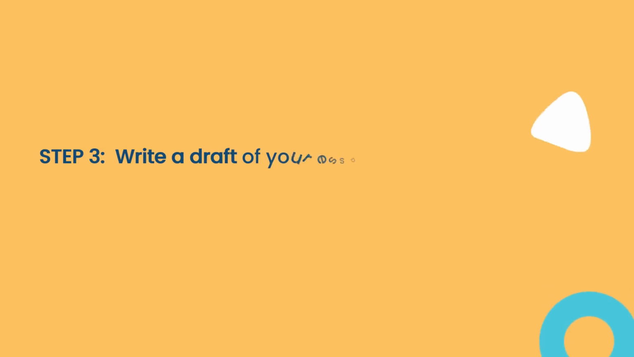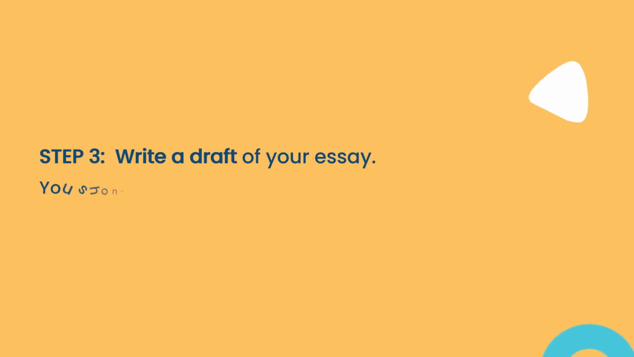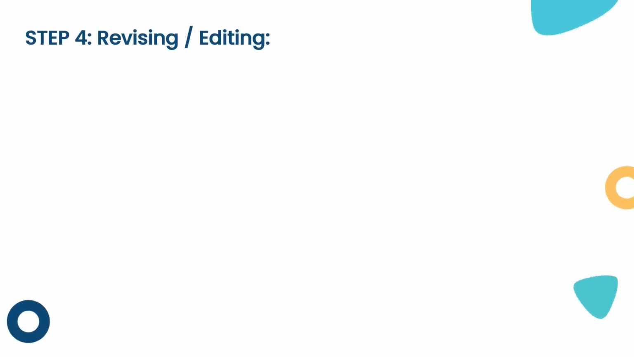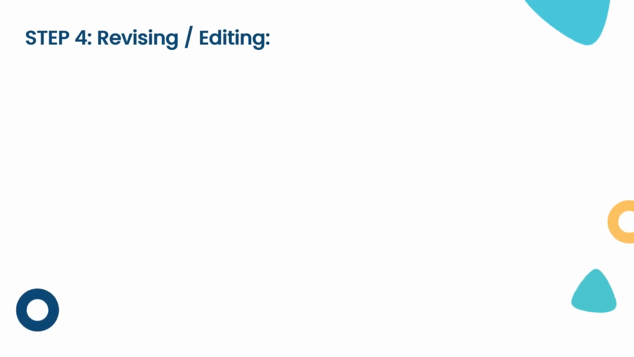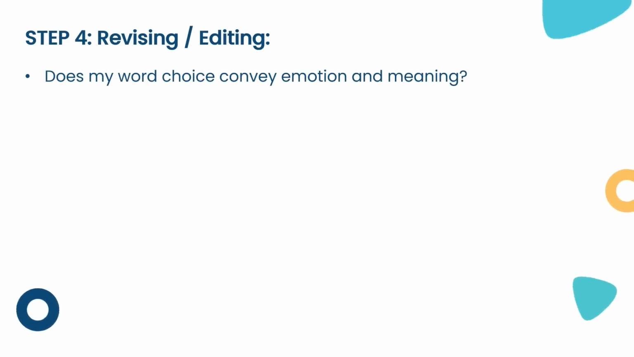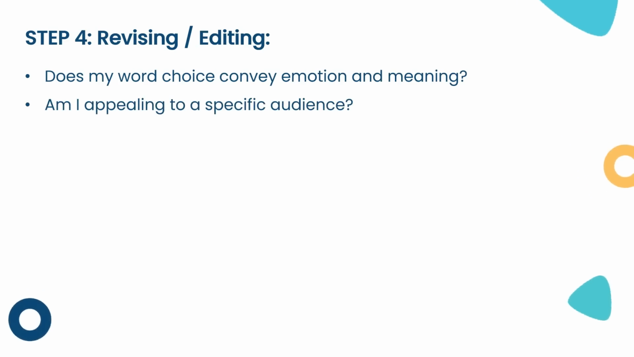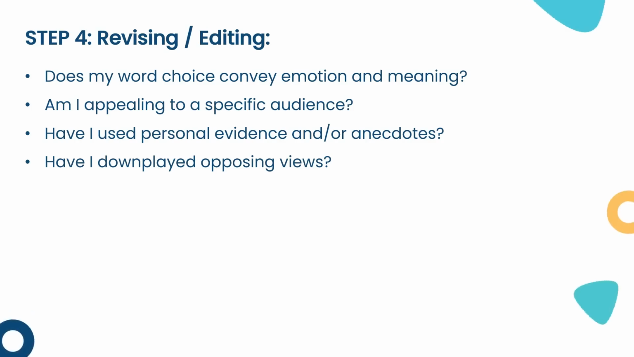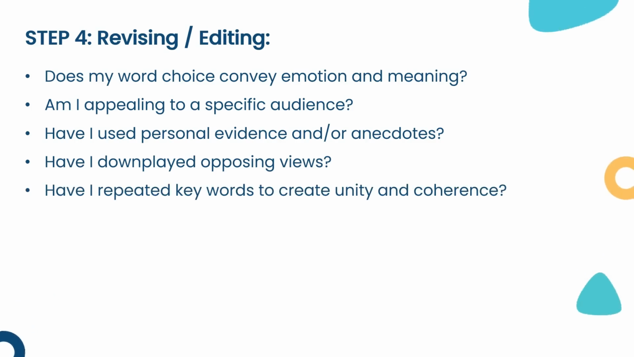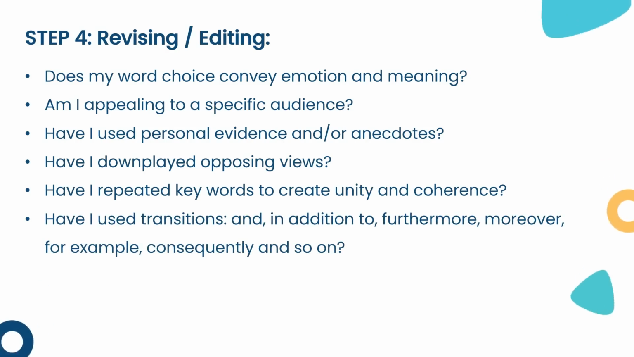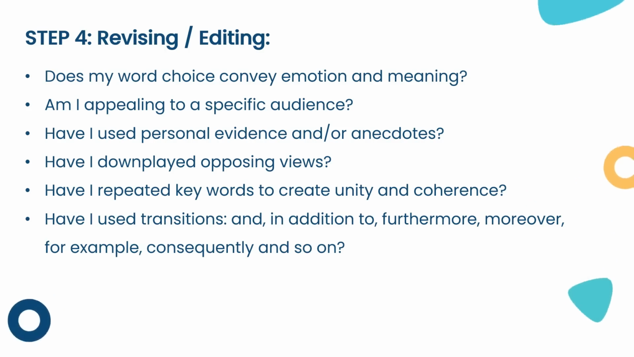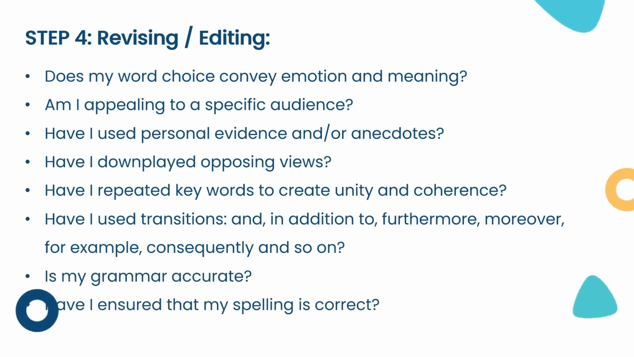Step 3. Write a draft of your essay. You should have at least 5 paragraphs. Step 4. Revising, editing. Ask yourself, does my word choice convey emotion and meaning? Am I appealing to a specific audience? Have I used personal evidence and/or anecdotes? Have I downplayed opposing views? Have I repeated key words to create unity and coherence? Have I used transitions? And, in addition to, furthermore, moreover, for example, consequently, and so on? Is my grammar accurate? Have I ensured that my spelling is correct?